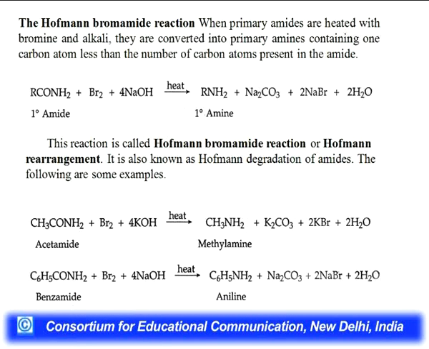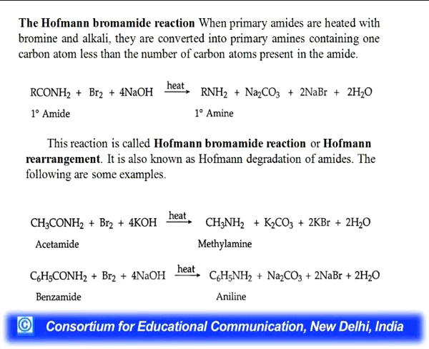Next reaction is the Hofmann-bromamide reaction. When primary amides are heated with bromine and alkali, they are converted into primary amines containing one carbon less than the number of carbon atoms present in the amide. So, you can see the primary amide RCONH2 when reacted with bromine and NaOH will give you primary amine, that is RNH2. This is also called Hofmann-bromamide reaction or Hofmann rearrangement because rearrangement will take place during the mechanism. It is also known as Hofmann degradation of amides because the amine has one carbon less in comparison to the amide.